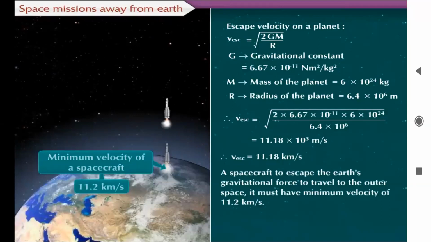If this much is the velocity of the spacecraft, it can overcome the gravitational force of the Earth and move into space. To escape the Earth's gravitational force and travel to outer space, the spacecraft must have a minimum velocity of 11.2 kilometers per second. Okay, students, so I hope you have understood all this today.